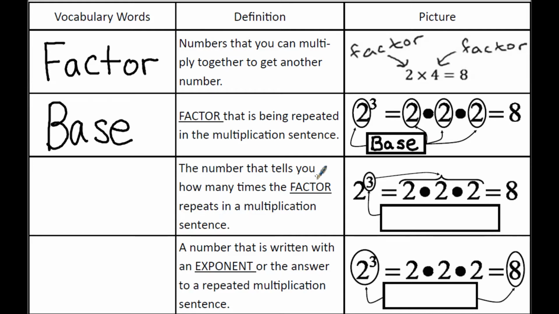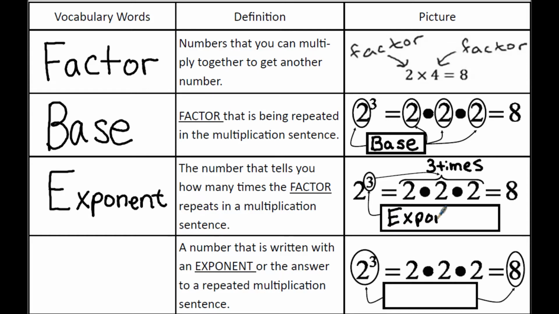The exponent is the number that tells you how many times the factor repeats in a multiplication sentence. So here we're repeating the 2 3 times, and we get that 3, and that 3 is our exponent. So the exponent is this little number here that tells us that we're going to multiply the base 3 times. So we're going to write it 3 times and multiply it out. And this is our exponent. So the 3 that's really small at the top of that number is the exponent.